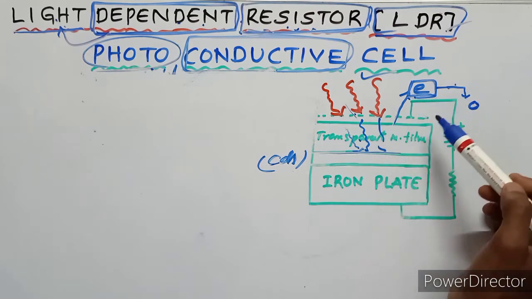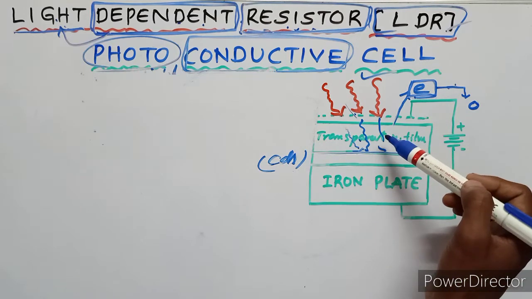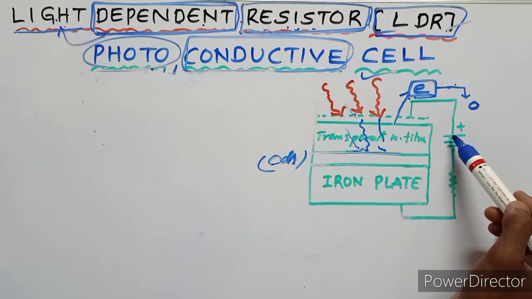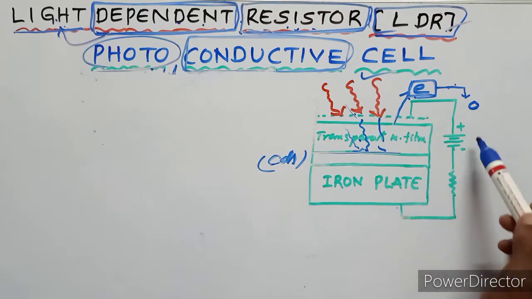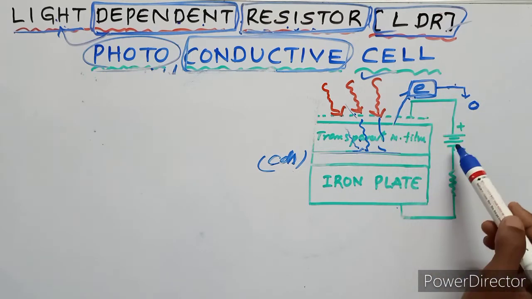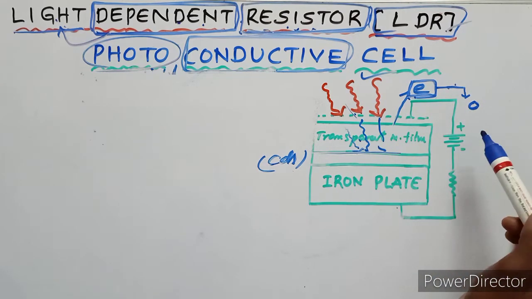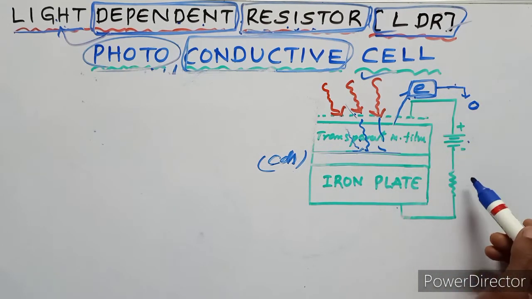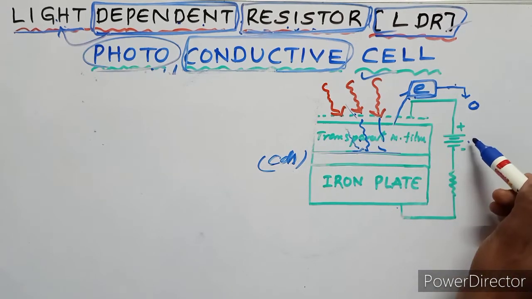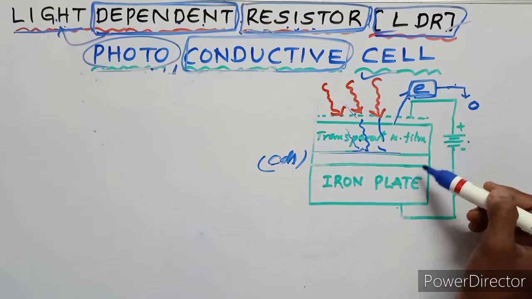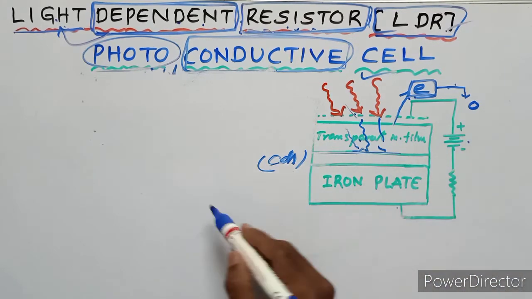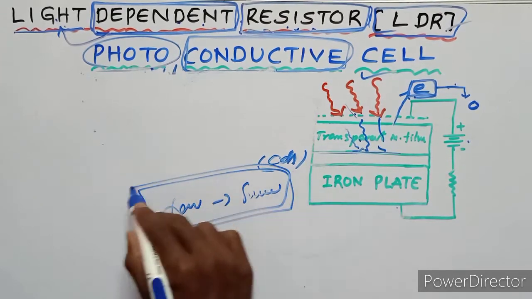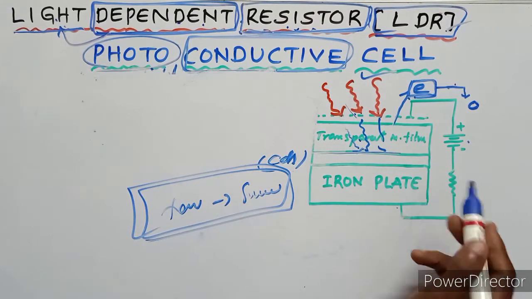So conductivity is increasing, resistance is decreasing. So current starts flowing in the battery circuit connected between the iron plate and the transparent foil. This external battery is included in the circuit to generate the direction and provide a path for the current flowing. The voltage applied varies from a few volts to several hundred volts, dependent upon the photocell.